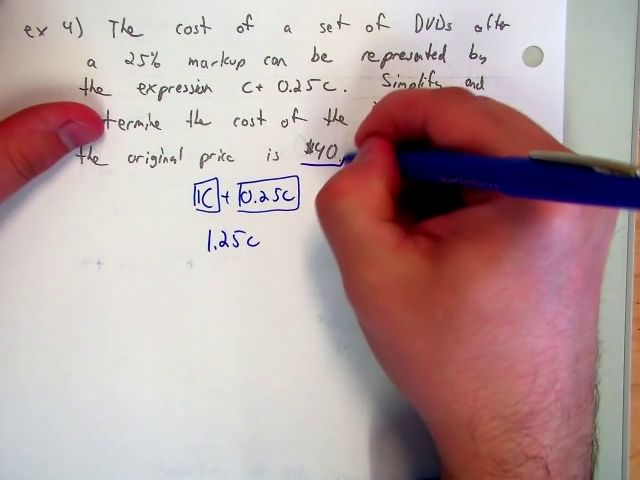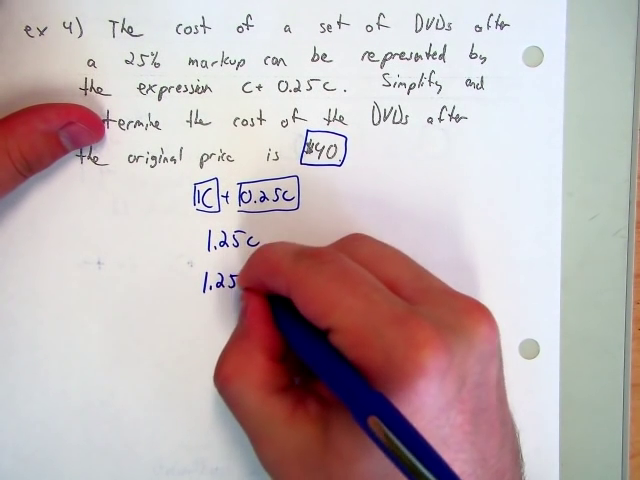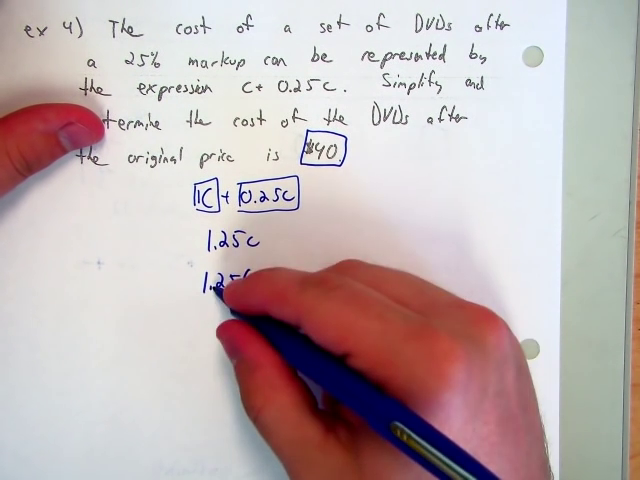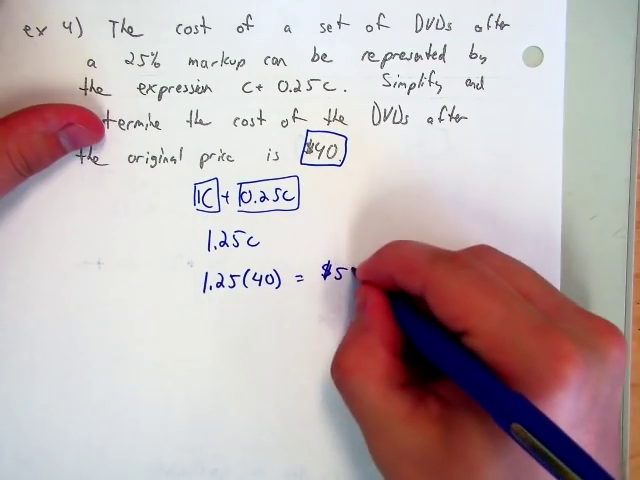I can then determine the cost if the original price was $40. So I would substitute 40 in for C, and 1.25 times 40 is the same as $50.